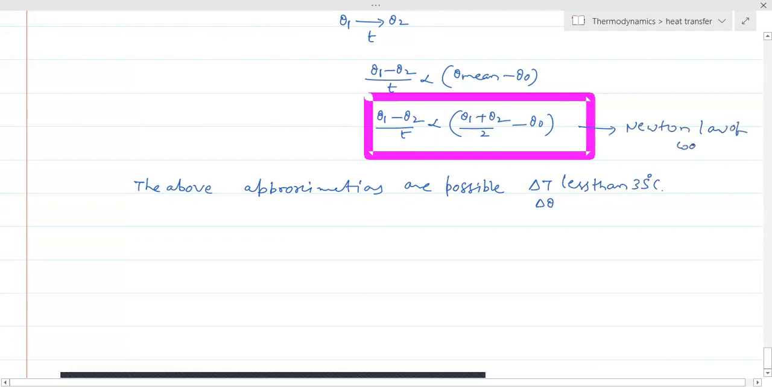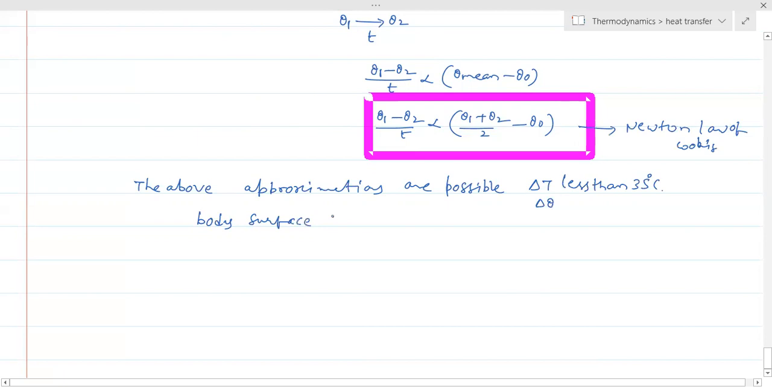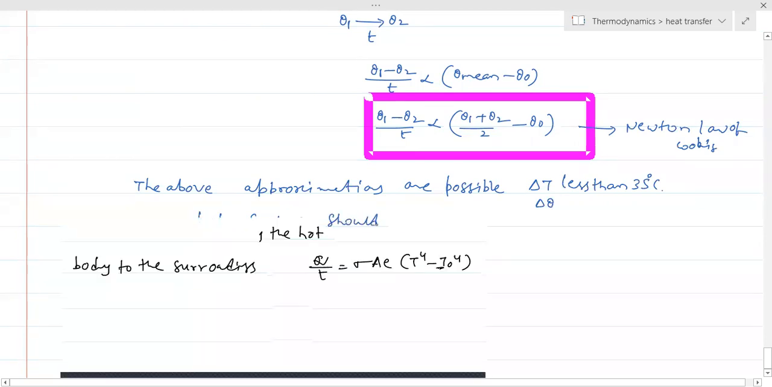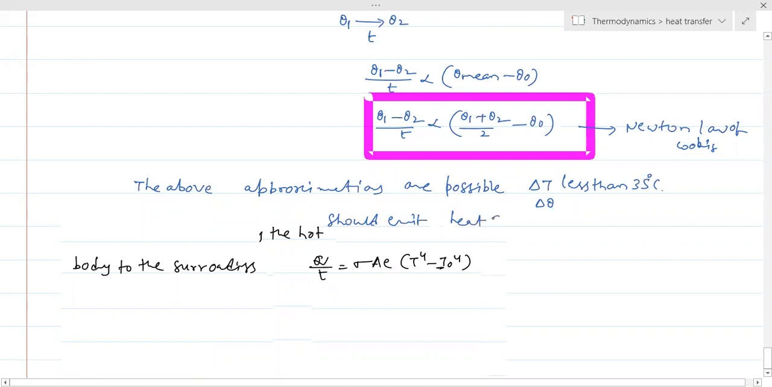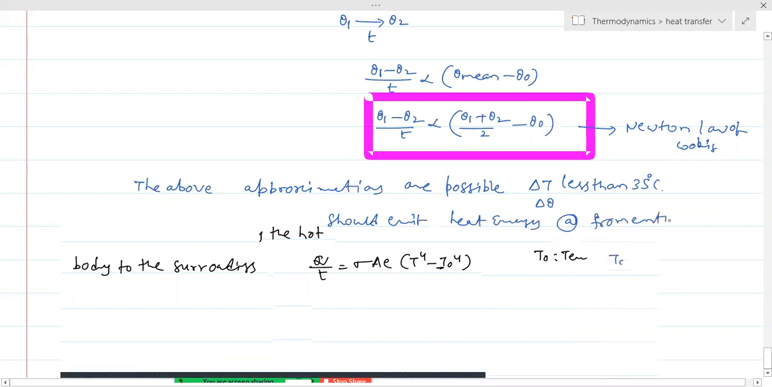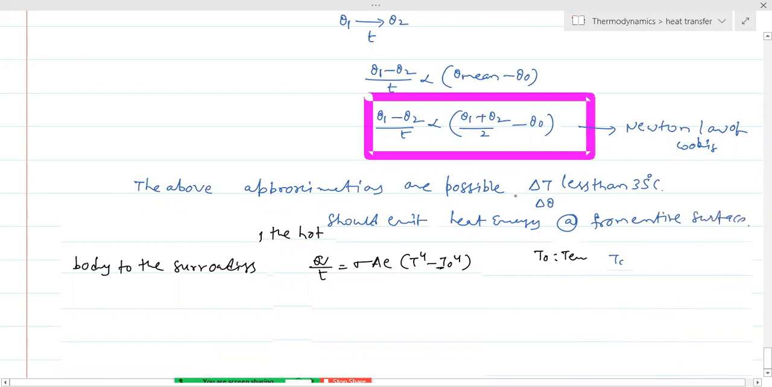And another drawback of this Newton law of cooling is that the body surface should emit the heat energy at a uniform rate from the entire surface. This is also practically not possible.